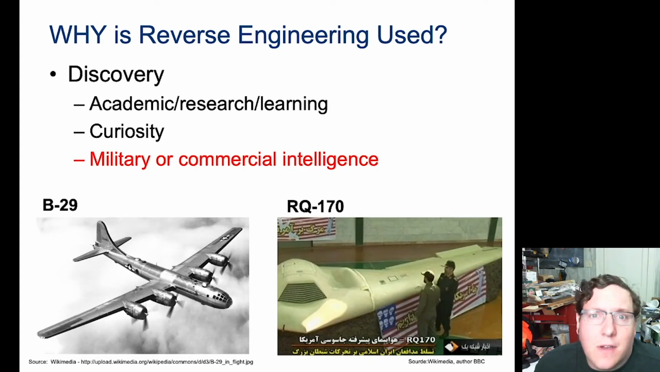Now, the other place where reverse engineering is used in terms of discovery is in military and commercial intelligence. This is a great example of how the tools and the machines, the weaponry that we create for our armed forces, is copied by other countries. So one example is a more historical one. In World War II, the B-29 was a bomber that the U.S. was using around the world.